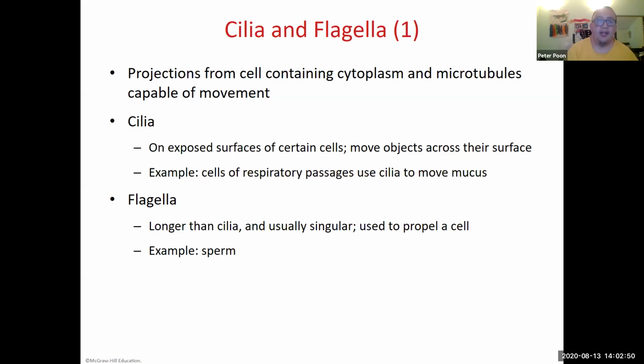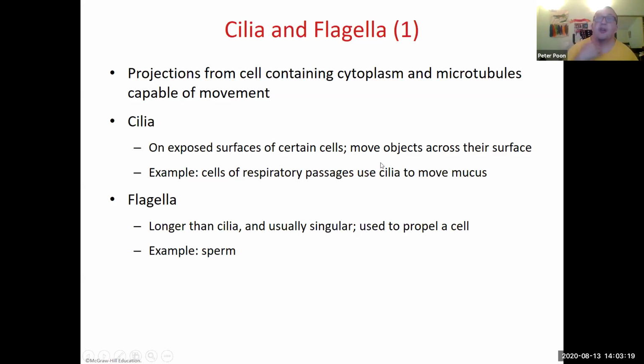Okay, all right, cilia and flagella. These things will have slightly different things in microbiology, and we'll talk about those in micro. But cilia are on the external surface of certain cells. They move objects across their surface. They actually generate flow.